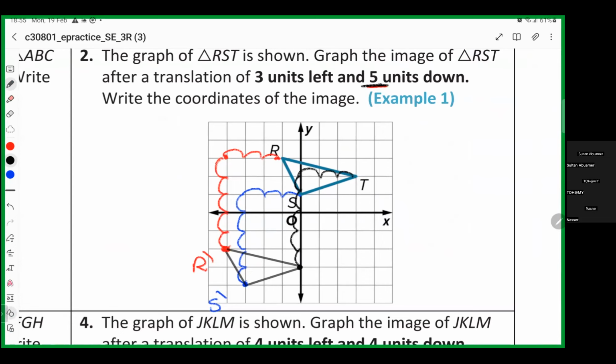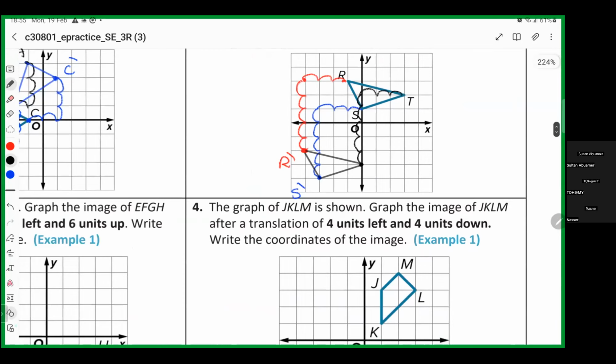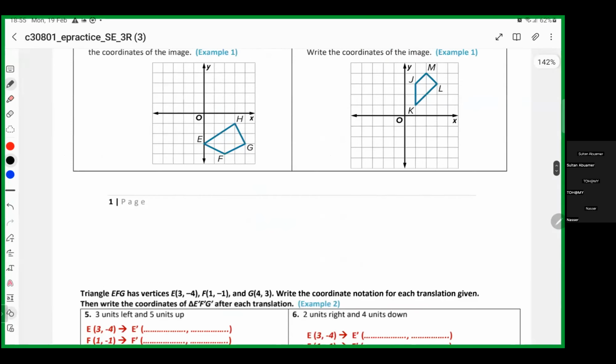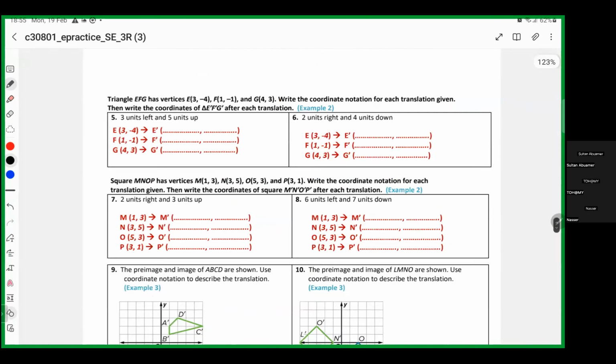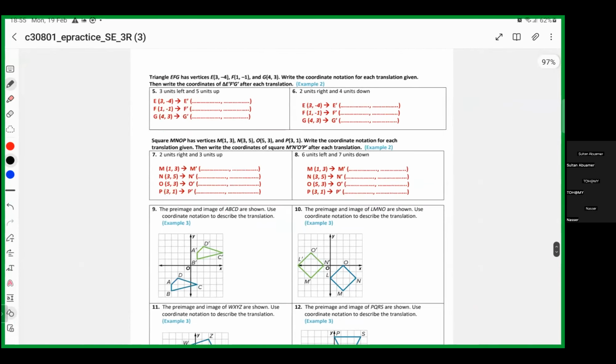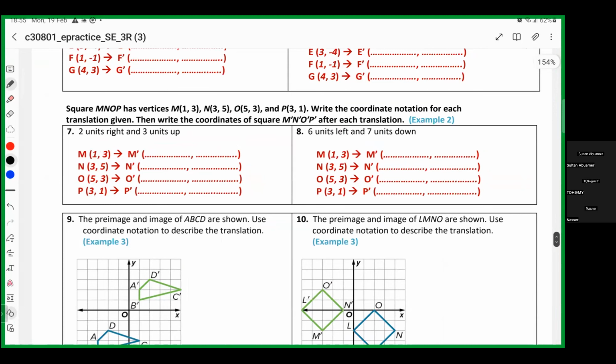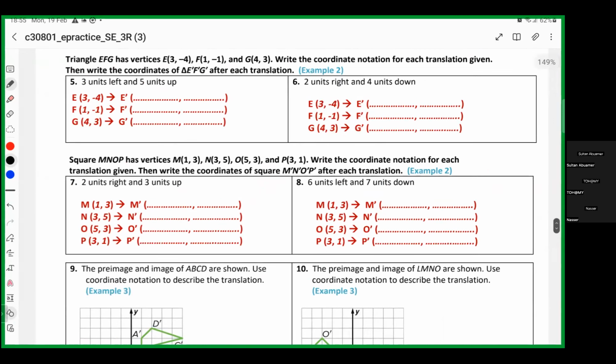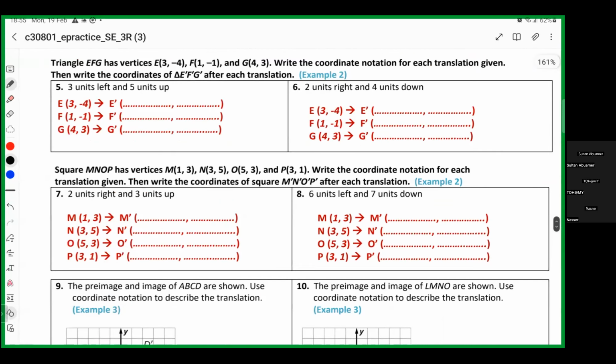Tuhim, yes. Guys, the Zoom will cut, so I will just send a new link. Tuhimi, can I answer? Yes. Let's do this together. Question 5. He said 3 units left and 5 units up. Left, Tuhimi. So, Mister, is this 8.2 or 8.1?